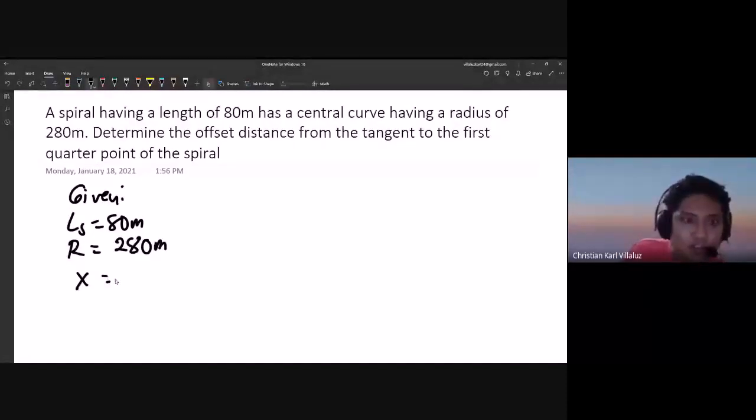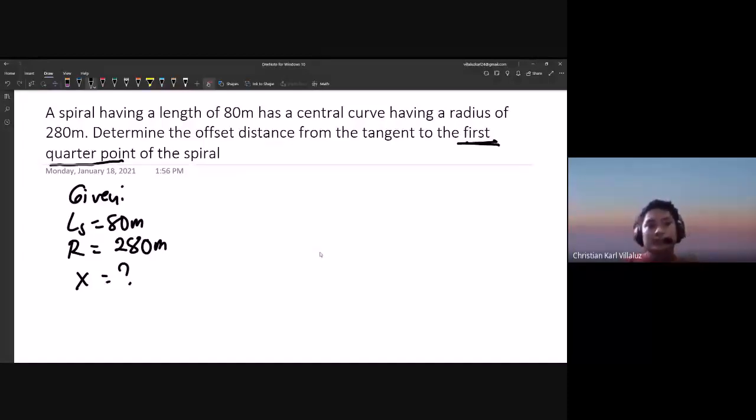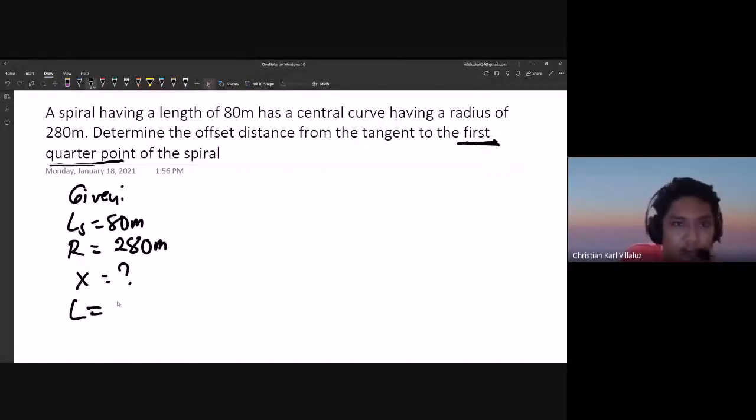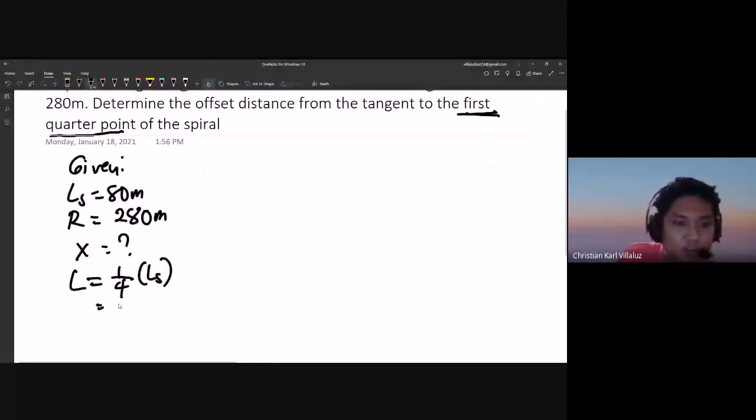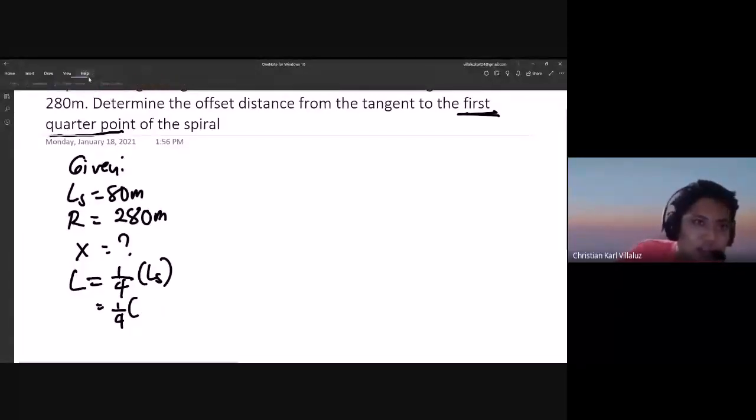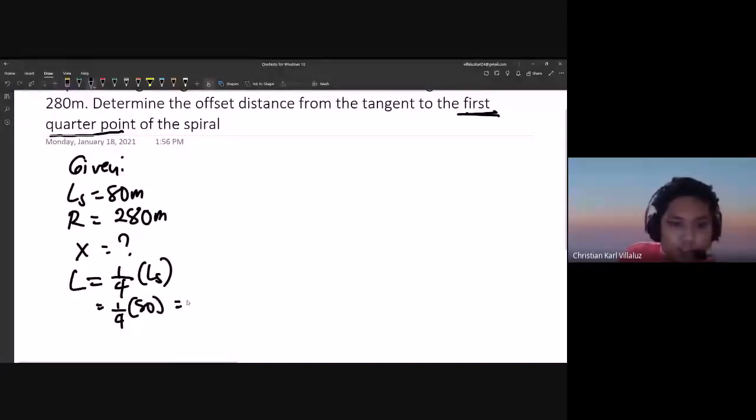So at any point siya kasi minention dito yung location ng pinapahanap na offset distance which is at the first quarter point. So ang first quarter point natin, which is L, is located at 1/4 of the total length of the spiral. So 1/4 of LS is, or 1/4 of 80 is 20. That's 20 meters. So yun.